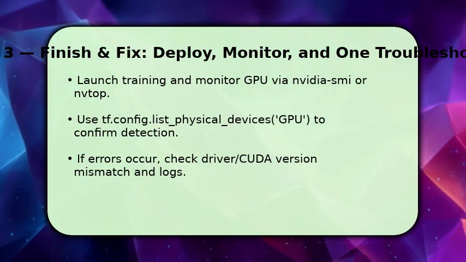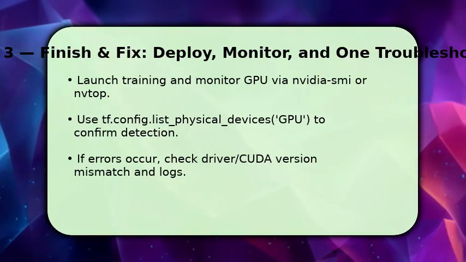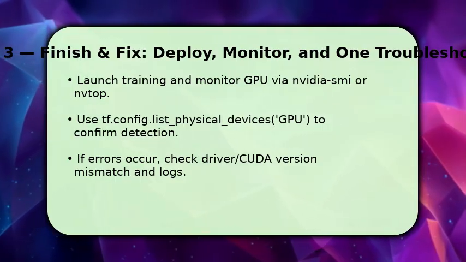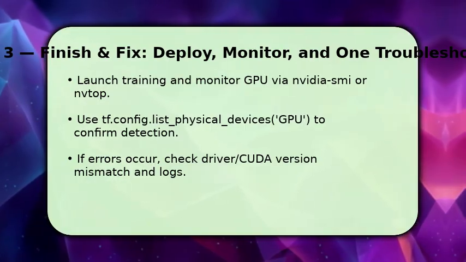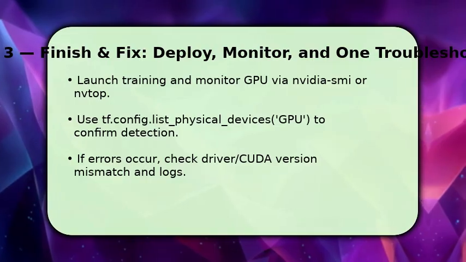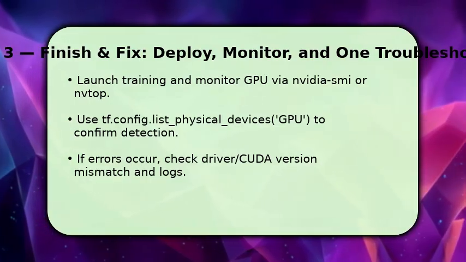You're ready to run full training. Launch your script and monitor utilization with nvidia-smi so you know the GPU is busy. Make sure tf.config.list_physical_devices('GPU') shows the device, and watch memory use to avoid OOM errors.